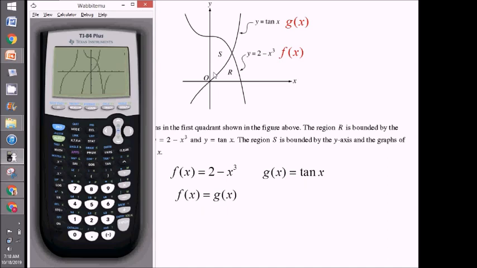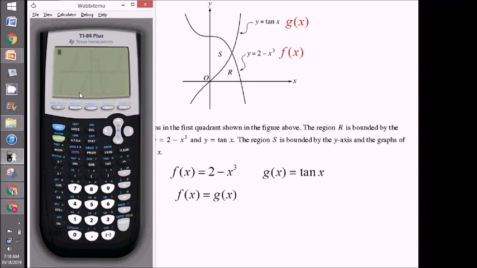We've got a few extra things going on because of tangent that they don't show in the picture they gave us, but this is really the only intersection we're concerned with here. So let me do second trace, option 5 for intersect, and get my spider closer to that intersection, press enter 1, 2, 3 times, and that intersection is about 0.9022 for the x value if we round off.